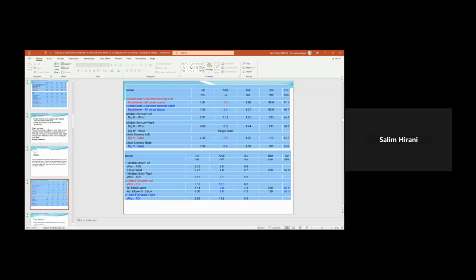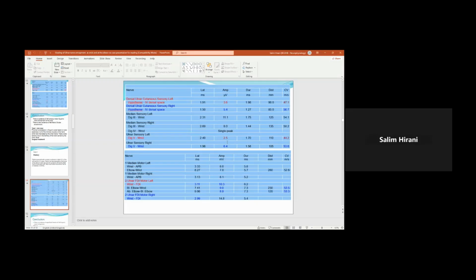In this patient, we did the sensory median, which is normal, and the right side is also normal. The ulnar nerve has low amplitude from digit 5 to wrist, while the other side is normal, with slow conduction velocity. When we did the dorsal ulnar cutaneous, it is also slow, with low amplitude and slow conduction velocity. Then in the motor part, the median is normal, and the ulnar distal latency is normal with normal amplitude and normal conduction velocity.